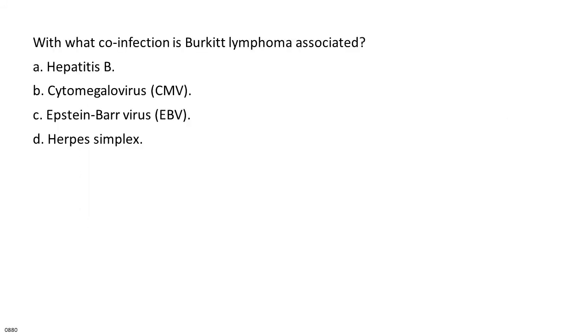With what co-infection is Burkitt lymphoma associated? A. Hepatitis B. B. Cytomegalovirus, CMV. C. Epstein-Barr virus, EBV. D. Herpes simplex.